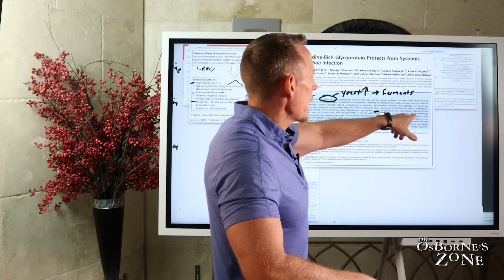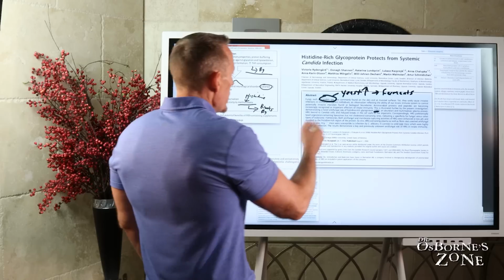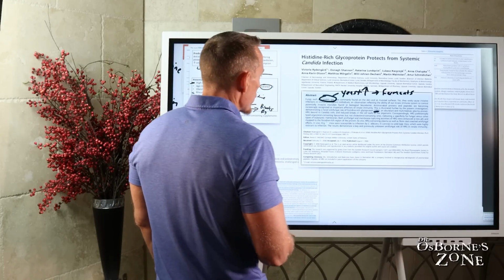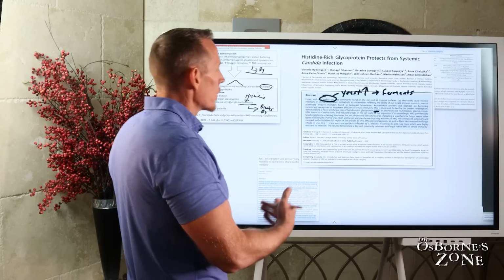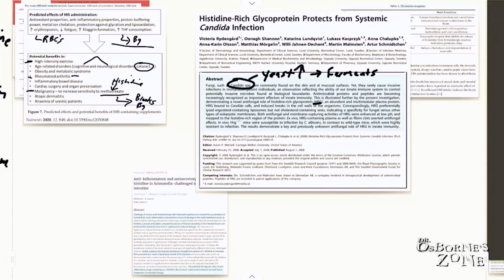You see correspondingly HRG preferentially lysed ergosterol. This is the cholesterol equivalent for yeast. Yeast use ergosterol as a major source of fat. Humans use cholesterol, but you can see it lysed ergosterol, making it less available for yeast to have.